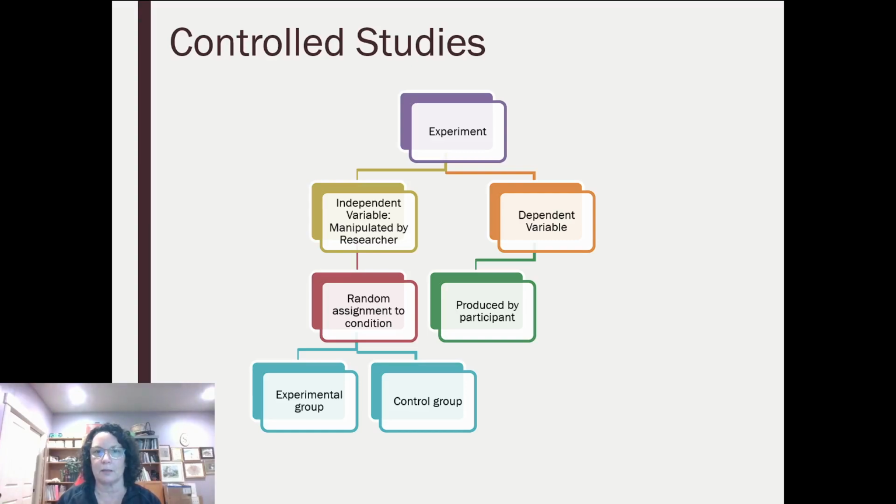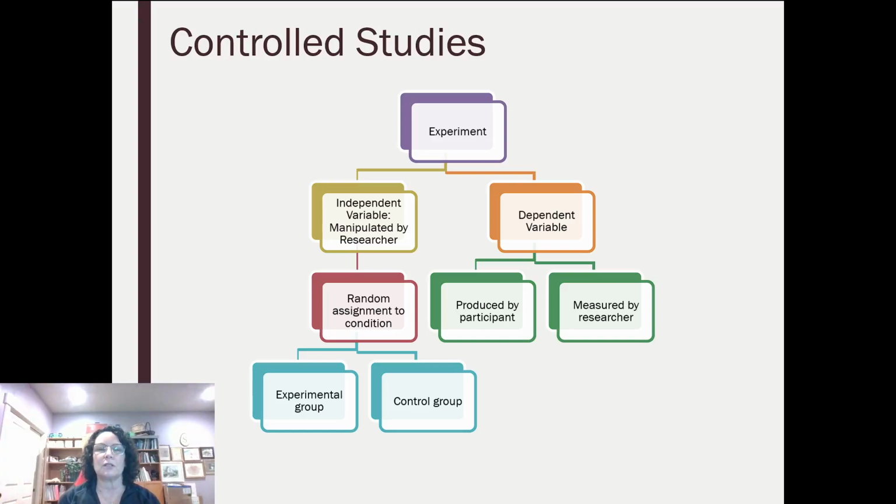Then we have in every experiment a dependent variable, and that is the output that is being produced by the participant. Hopefully that output is in response to being in the experimental condition or in the controlled condition. So this is the thing that the researcher is actually going to measure. So the researcher controls the independent variable and measures the dependent variable. Ideally, the dependent variable, whatever the participant produces, should depend on the condition they were in, the independent variable.